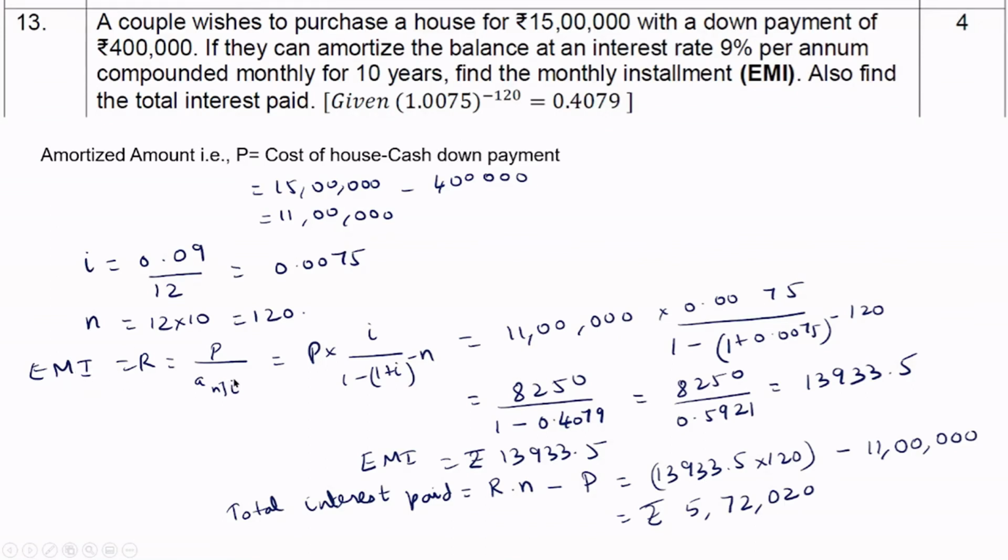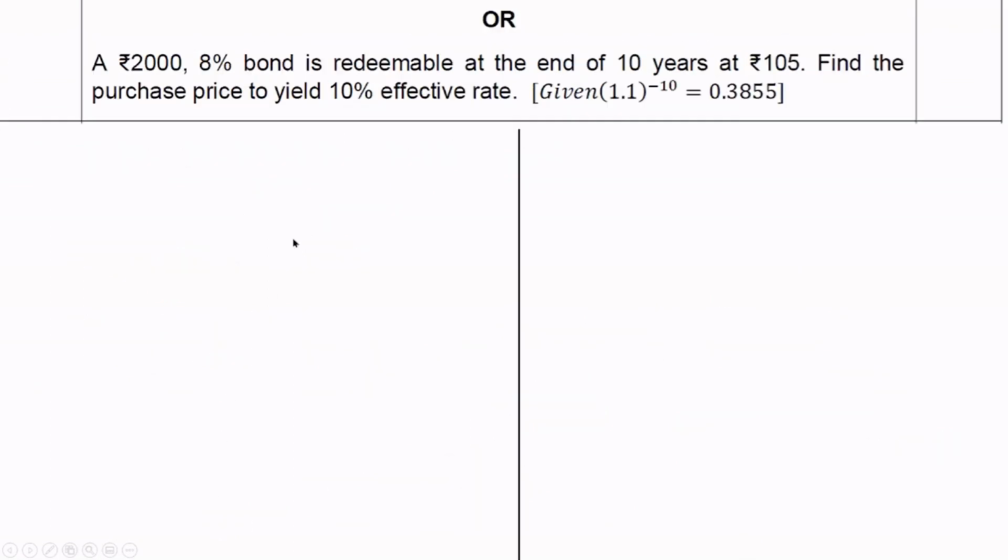Writing the formula carries 1 mark. Then finding the amortized amount carries 1 mark. And then finding the EMI value carries 1 mark, and finding the total interest paid carries 1 mark. Now this question has an internal choice.